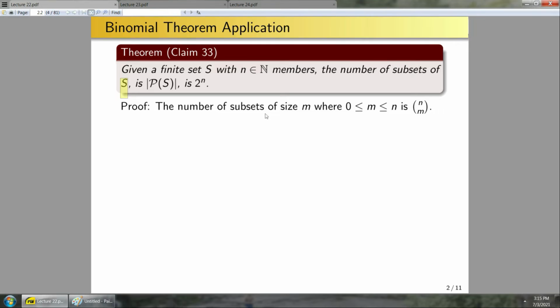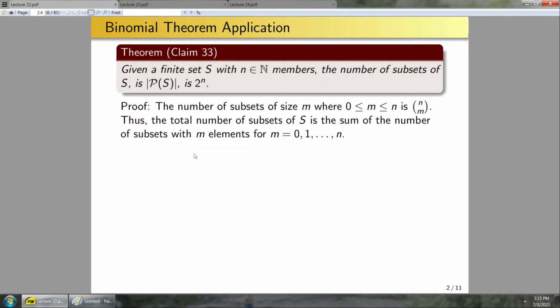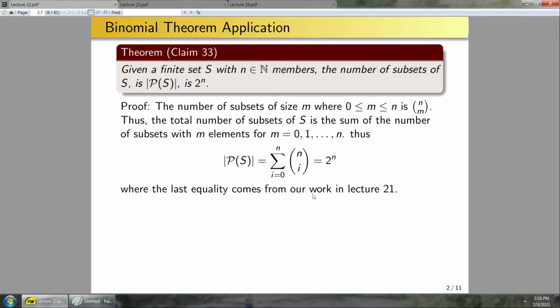Well, I can simply split up the subsets of S based off their size. So thus the total number of subsets of S is simply going to be the sum of the number of subsets of m elements, for m is 0, 1, all the way up to n. Okay, so from here I get that the cardinality of this set will simply be the sum of all of these binomial coefficients. So how do I add up all these binomial coefficients? Well, I use binomial theorem. So from here I know that this is simply 2 to the n, and again, this last equality comes from our work in lecture 21, so if you want a refresher, just go examine it. Okay, so this is one application of the binomial theorem to counting.